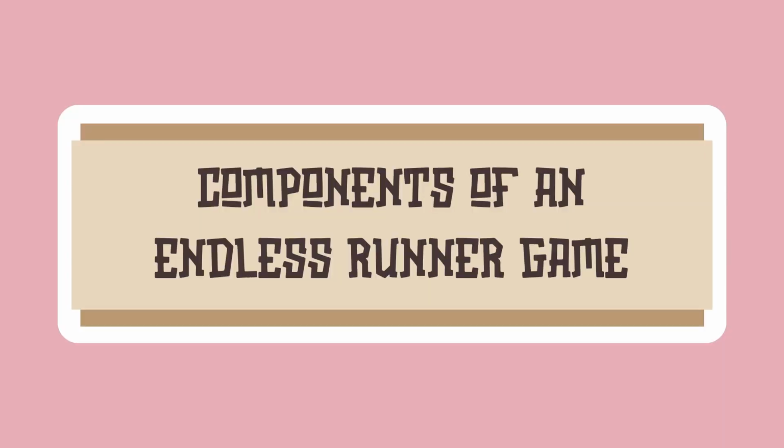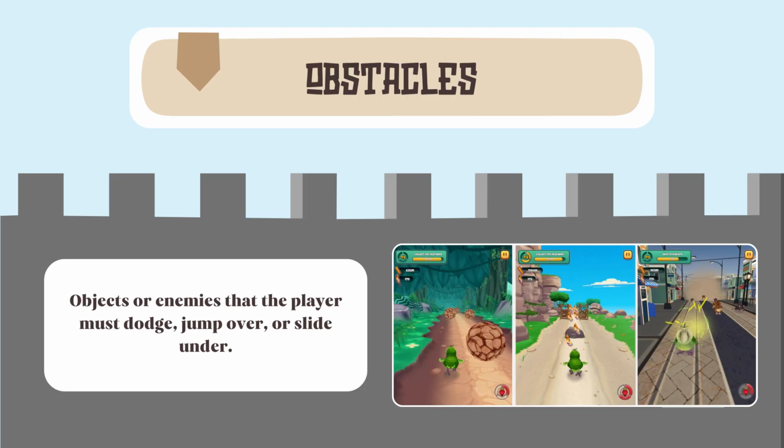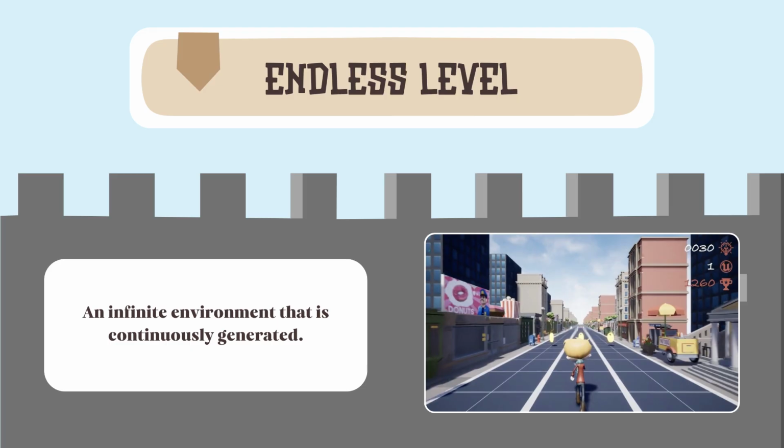This time, let's break down the core components that make up an Endless Runner game. Running character. The player-controlled character should always be in motion, which adds to the fast-paced and dynamic nature of the game. Obstacles. These are objects or enemies you must avoid by jumping over, sliding under, or dodging around them. Endless level. The environment continuously generates as you move forward, creating a seamless and infinite level.